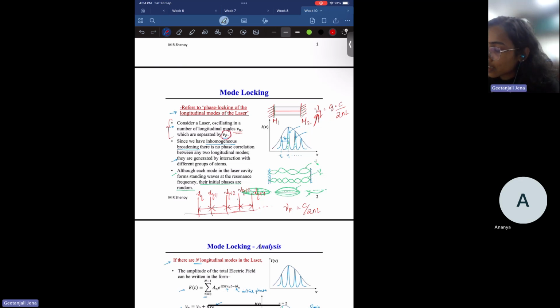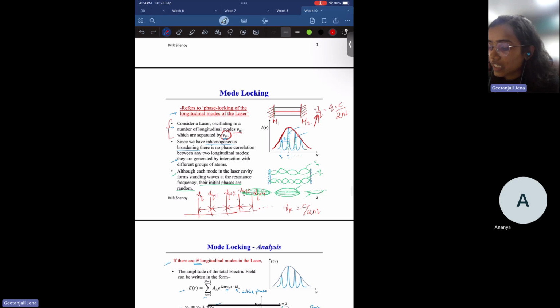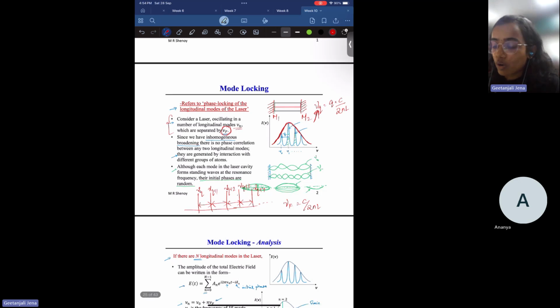If you see this figure, this is the schematic of an output through inhomogeneous broadening. So in inhomogeneous broadening, what will happen? If you recall, the loading at one frequency doesn't affect the loading at another frequency. Inhomogeneous broadening happens because of the interaction of the pump with different groups of atoms. So there is no relation between these longitudinal modes inside the cavity.